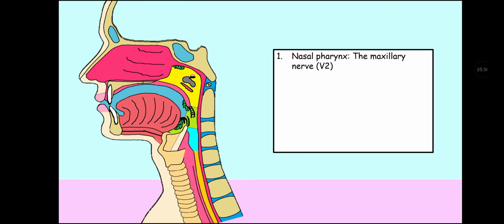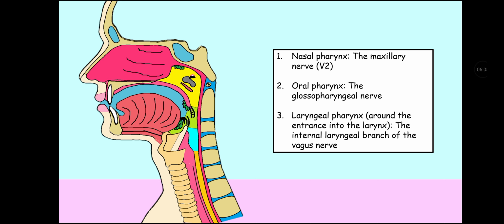If we talk about the nasopharynx, it is supplied by the maxillary nerve, that is a branch of the trigeminal nerve. If we talk about the oropharynx, that is supplied by the glossopharyngeal nerve. And if we talk about the laryngopharynx, it is supplied by the internal laryngeal branch of the vagus nerve.